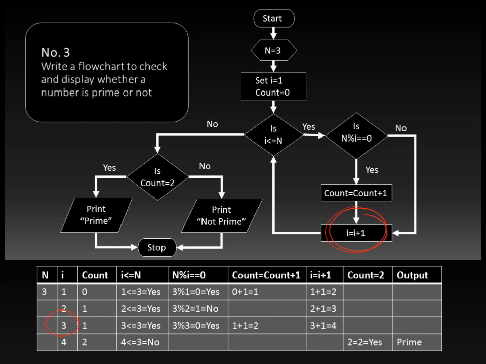This 3, we will put here in i. Then, proceed again. So, the value of our i is 3. So, 3 is less than or equals to 3. So, 3 is equal to 3. So, it is yes. So, proceed again. Because the value of i is 3, when you divide 3 divided by 3, we get an answer of 1 with a remainder of 0. So, the answer is yes.